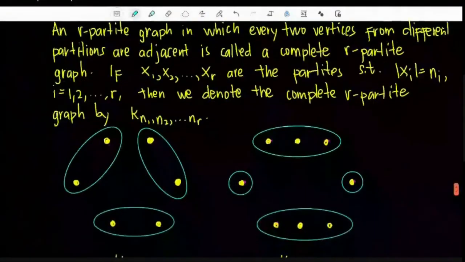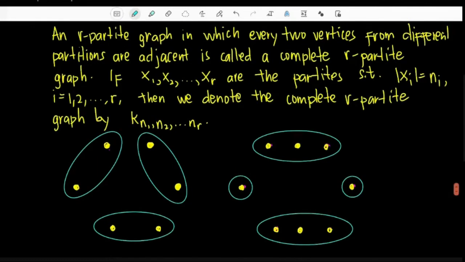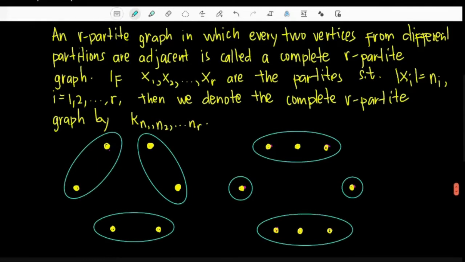Now, an R-partite graph in which every two vertices from different partitions are adjacent is called a complete R-partite graph. Remember, in our complete bipartite graph, we connect every vertex from X to each vertex from Y. Now, in an R-partite graph, in general, what we do is we connect every vertex of a specific partite to all of the vertices of the other partites.